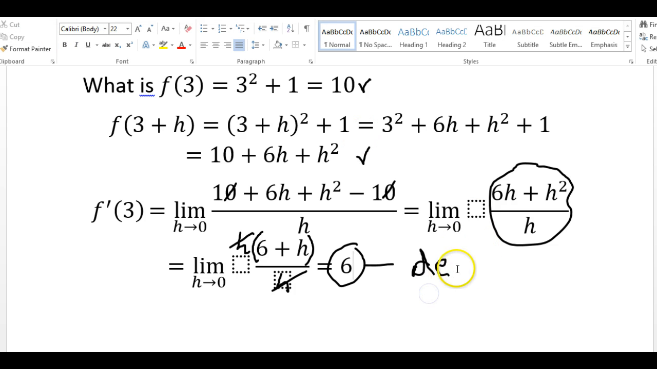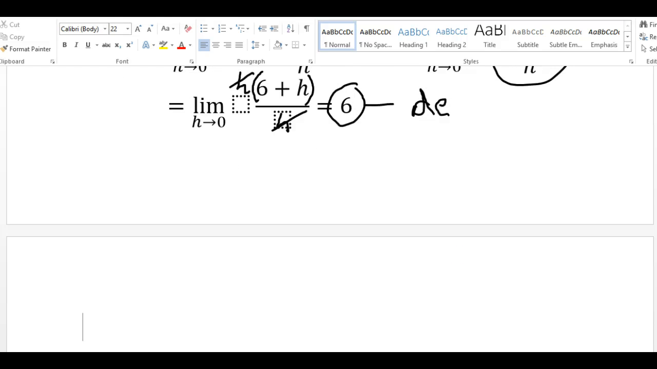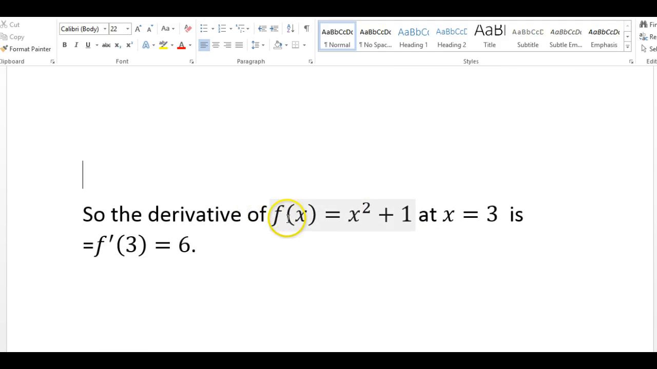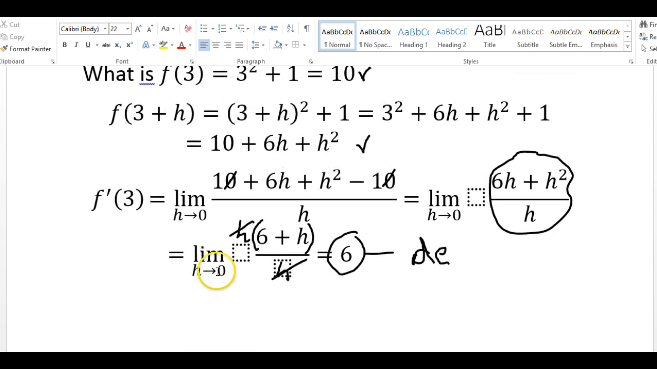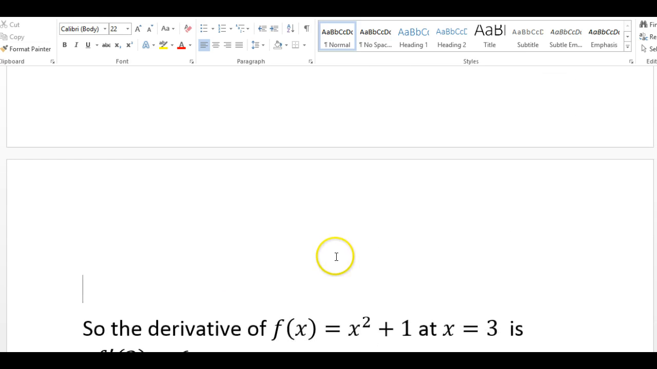So this is the derivative. So you can say the derivative of the function f of x equals x squared plus 1 at x equals 3 is equal to 6. This is the derivative. All right.